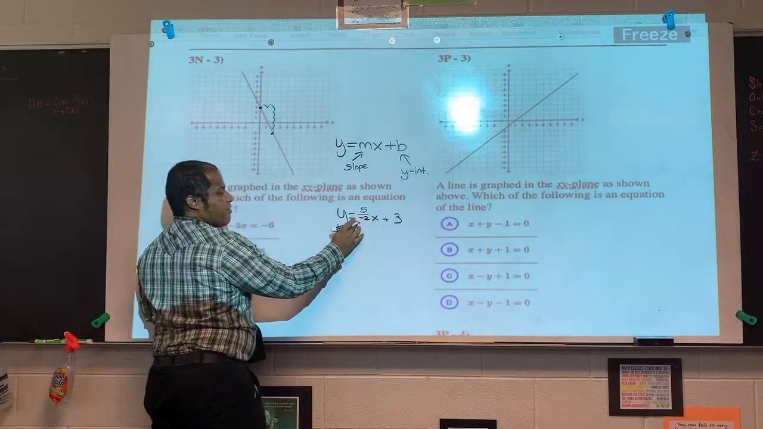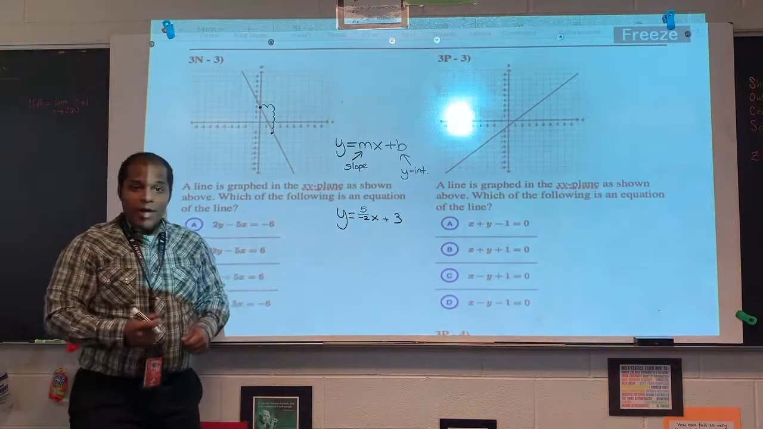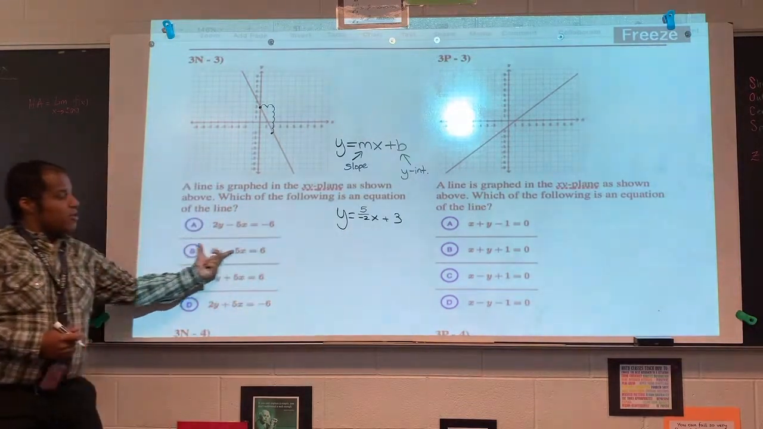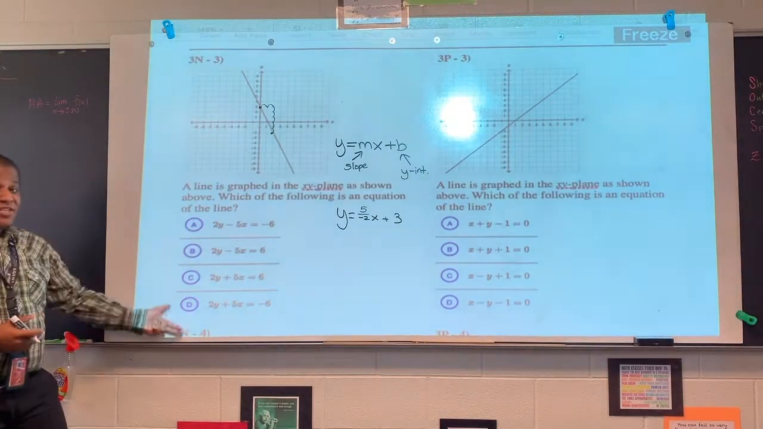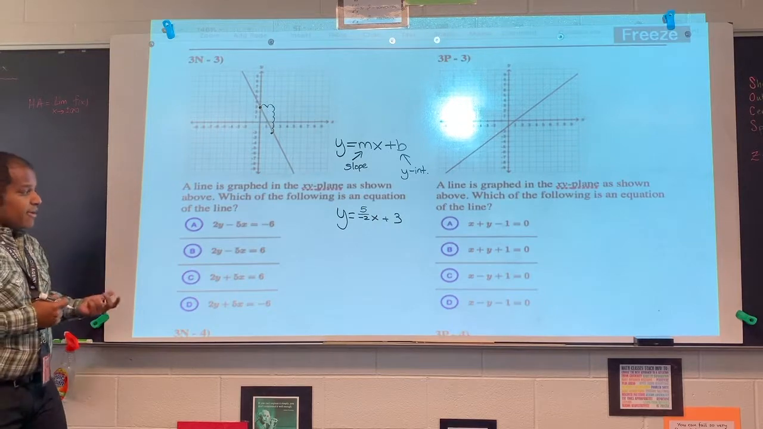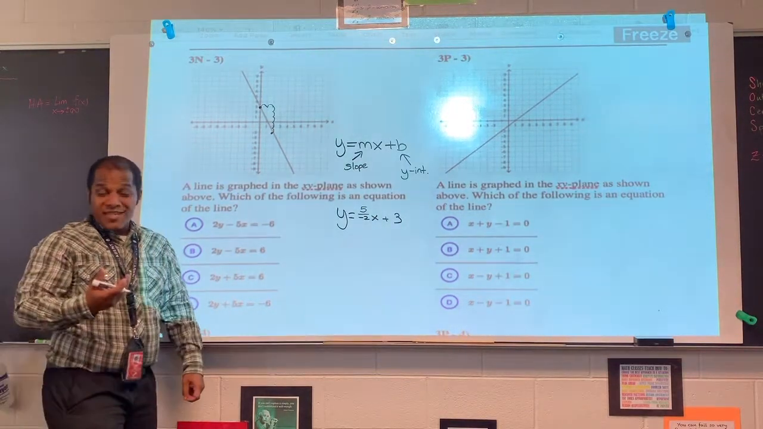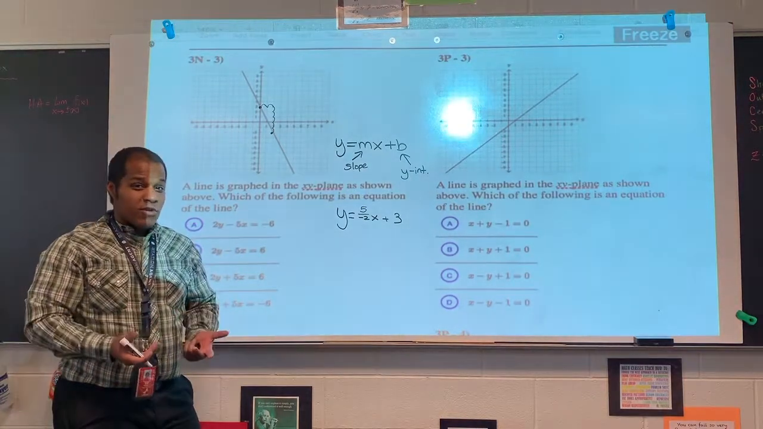Get that underline out of there. We have our equation, y equals negative 5 over 2 x plus 3. However, looking at the multiple choice, none of these seem to be our answer. As a matter of fact, we don't have any fractions in these answers. What that's hinting at us is that we need to get rid of our fraction.